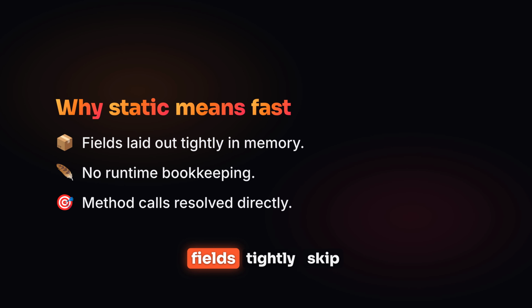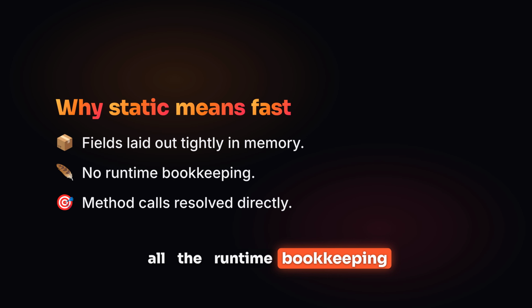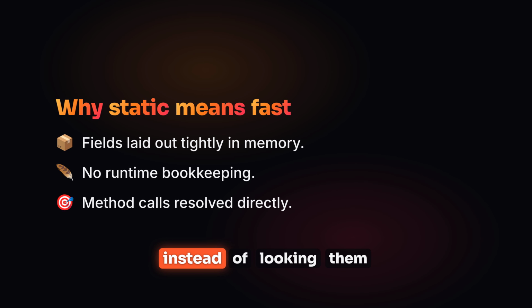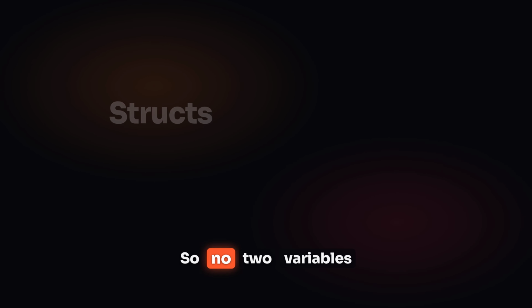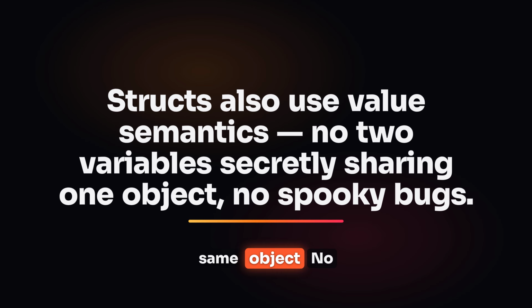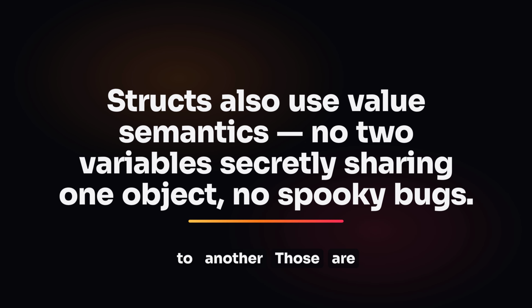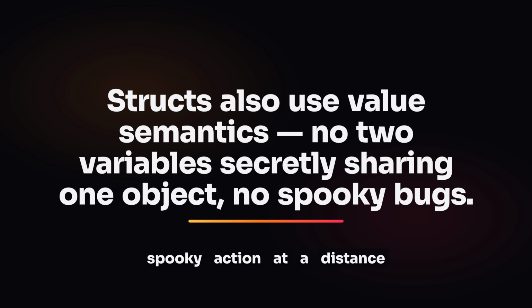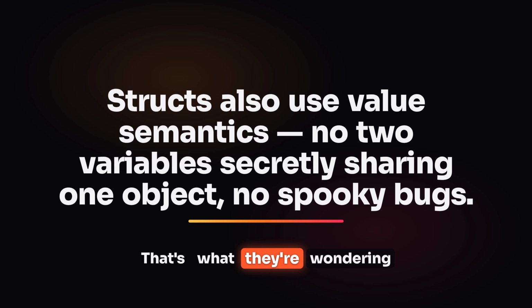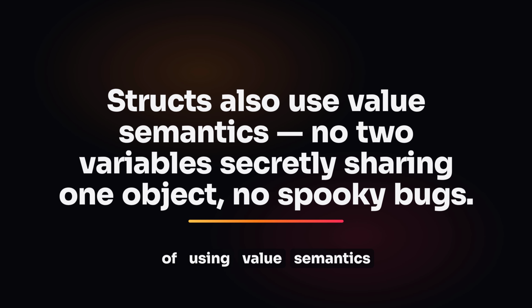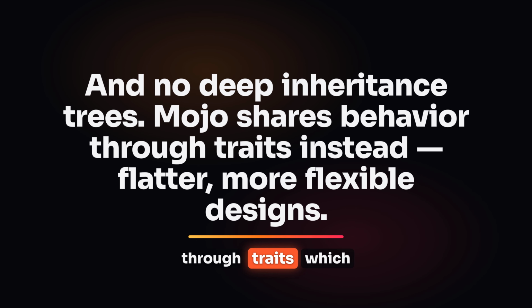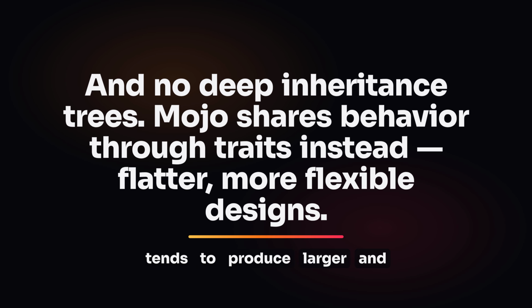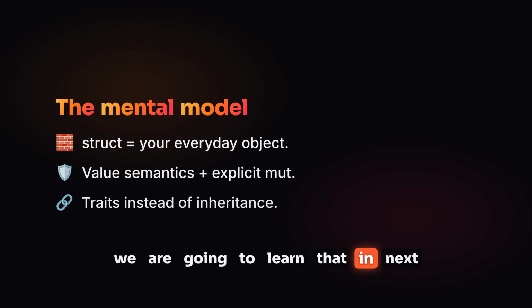The compiler can pack the fields tightly, skip all the runtime bookkeeping, and resolve method calls directly instead of looking them up. Structs also lean on value semantics. So no two variables secretly pointing at the same object. No changing one rippling to another. No spooky action at a distance. That's the advantage of using value semantics. And you will also notice that there are no deep inheritance trees here. By default, Mojo programming language shares behavior through traits, which tends to produce flatter and more flexible designs. And we are going to learn that in the next episode.